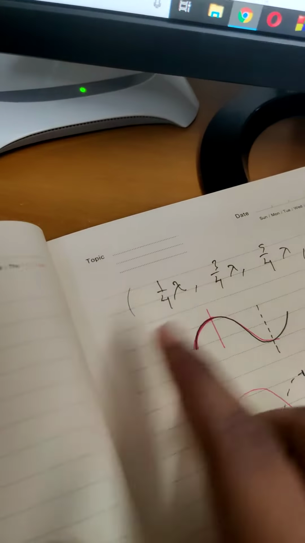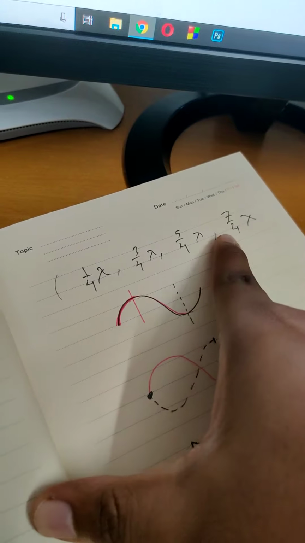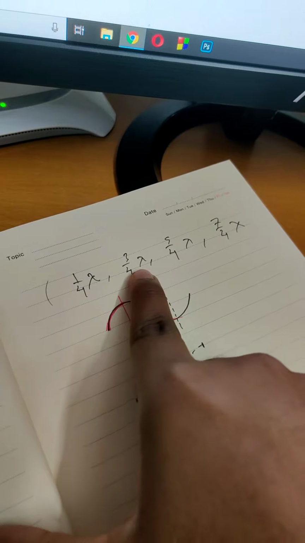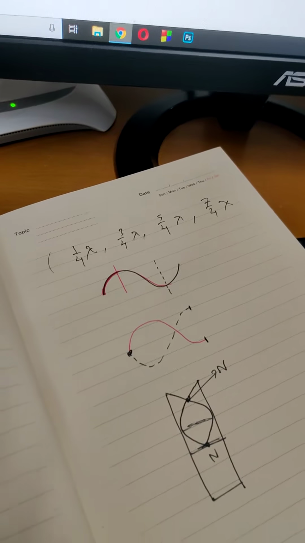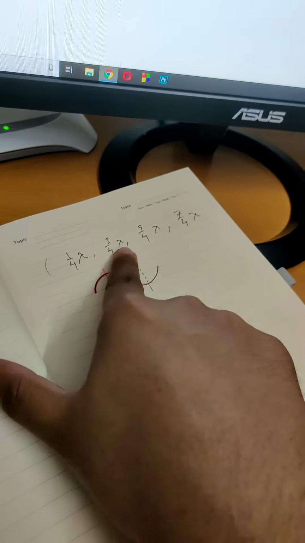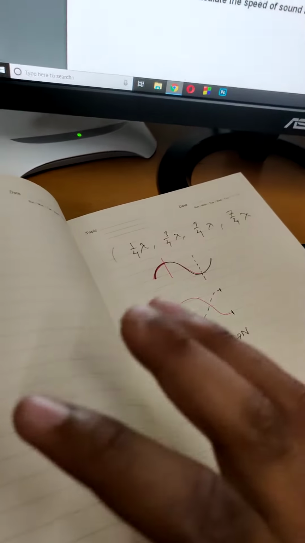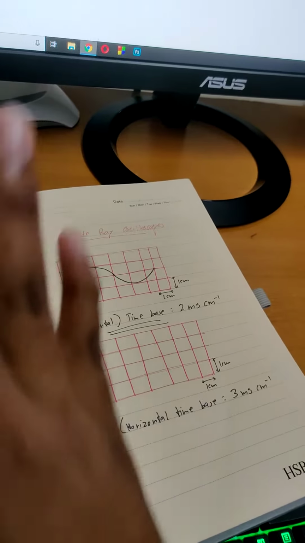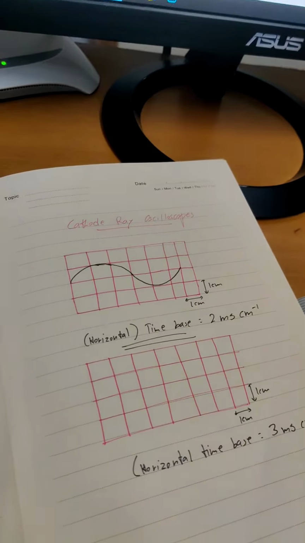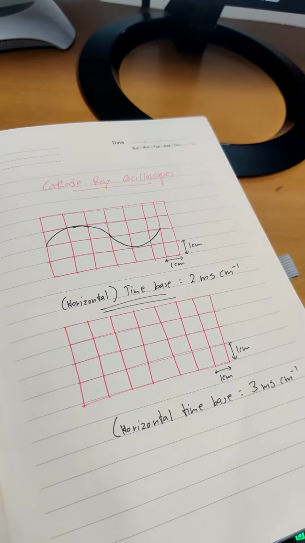And remember, resonance always occurs at these following wavelengths: 1/4 lambda, 3/4 lambda, 5/4, 7/4. Alright, great. So first 1/4, then 3/4, you know. I hope that was understandable. Alright, moving on to cathode ray oscilloscopes.